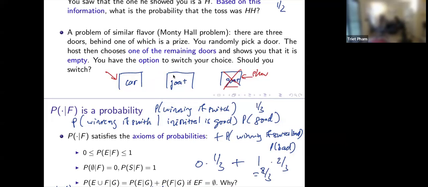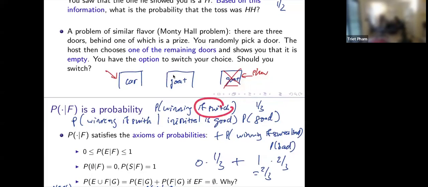You can do the same analysis to get the probability of winning if not switched to be 1/3. Exactly the same argument. But the point, as far as we're concerned here, is that this is a simple application of the law of total probability. You condition on your initial choice. Okay? Any question on this?